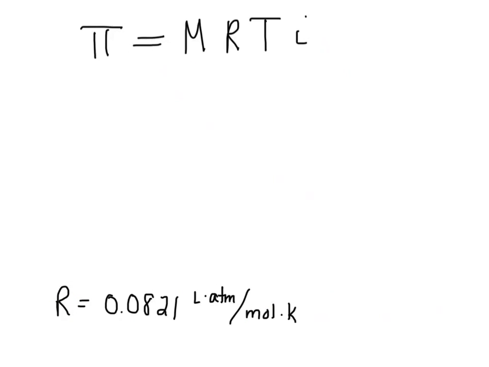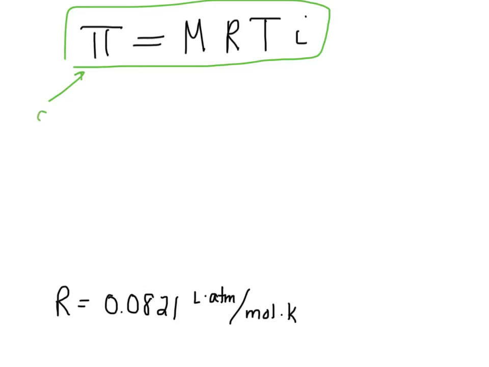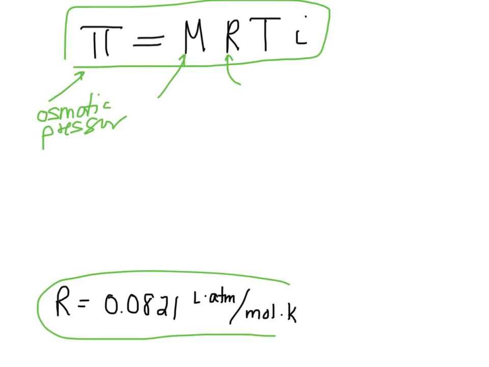So this is your equation. Your pi is your osmotic pressure. I don't know why they use a pi, except for maybe pi pressure. Whatever. Molarity, that's your big M. R is our gas law constant, the same one we were using earlier. Temperature, please make sure it's in Kelvin. This should look a little bit like the ideal gas law.